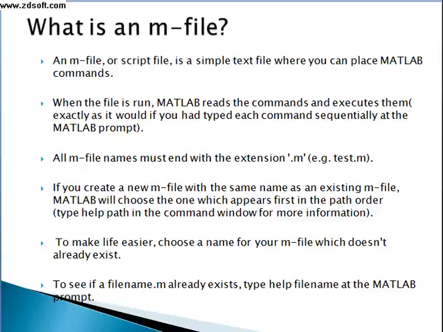Now if you want to create a new M file with the same name as an existing M file, MATLAB will choose the one which appears first in the path order. So type help path in the command window for more information on this case. To make it easier, choose names of the M files different from one another, so avoid the confusion. To see if a file name already exists, type help filename at the MATLAB prompt and you will get the details.